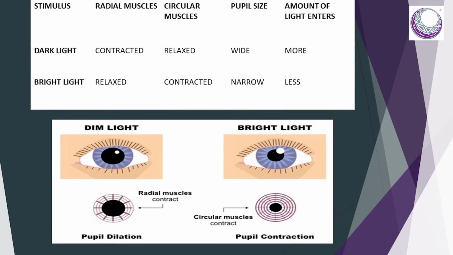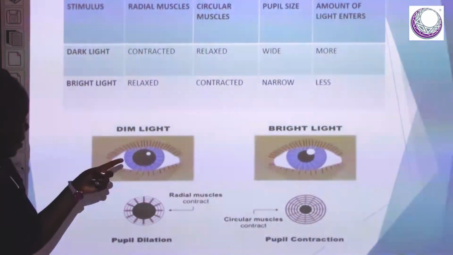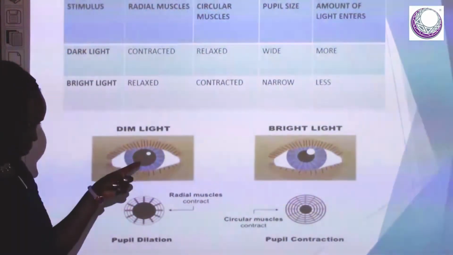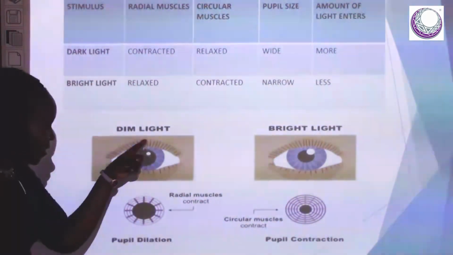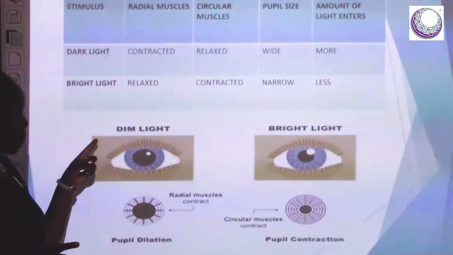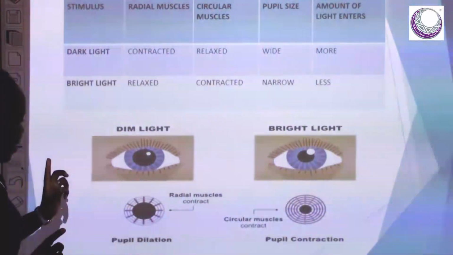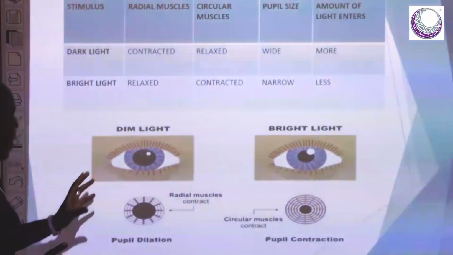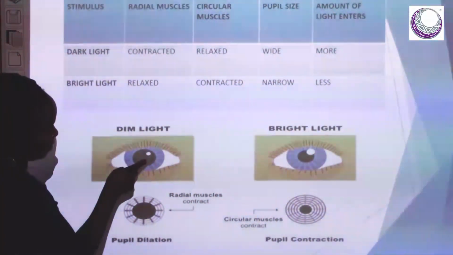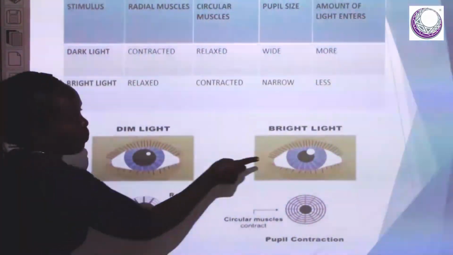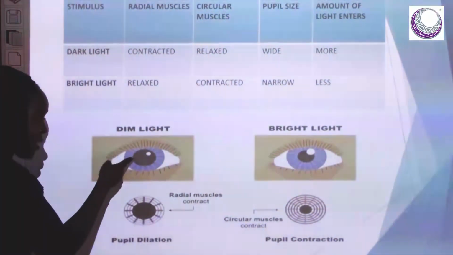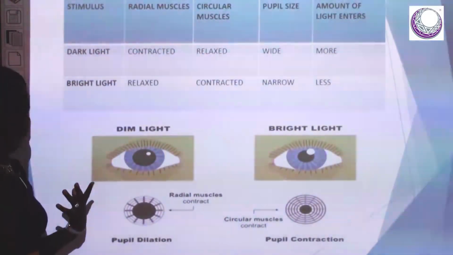This is the diagram which shows what happens. You can see that this blackish thing is the pupil, and this bluish thing is the iris. So what happens in dim light, the pupil has to become big. You can see that it's big as compared to this one, so that more light enters the eye so that one can have a clear vision.